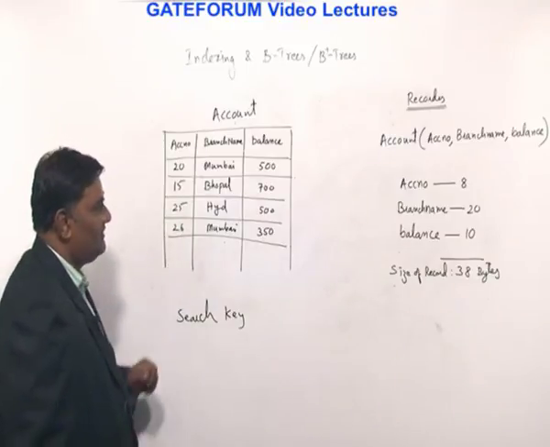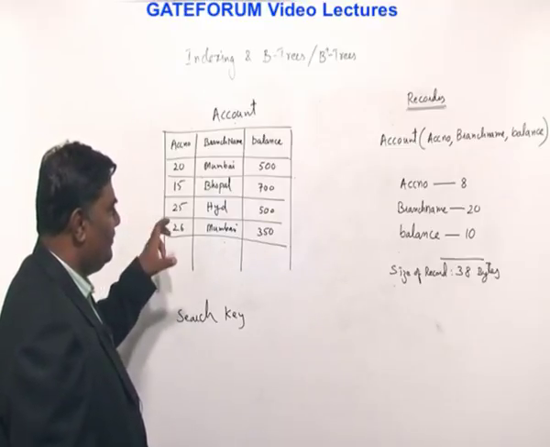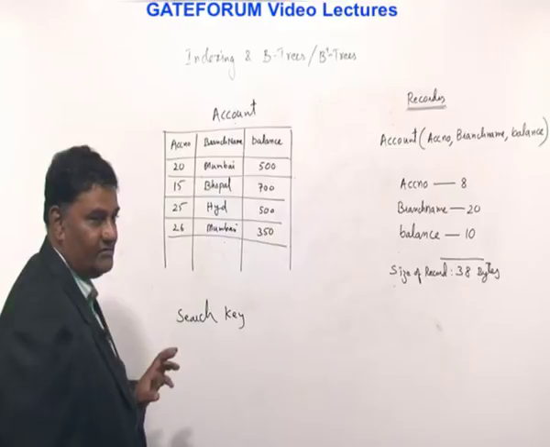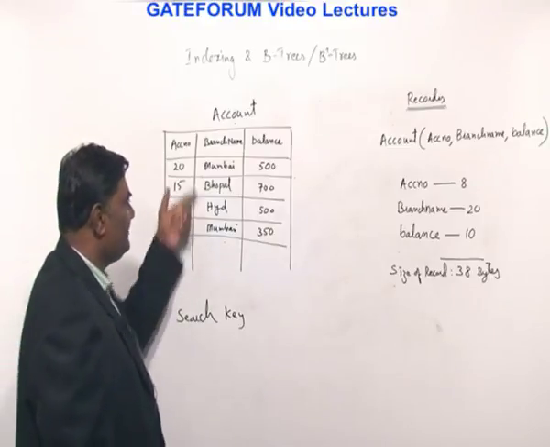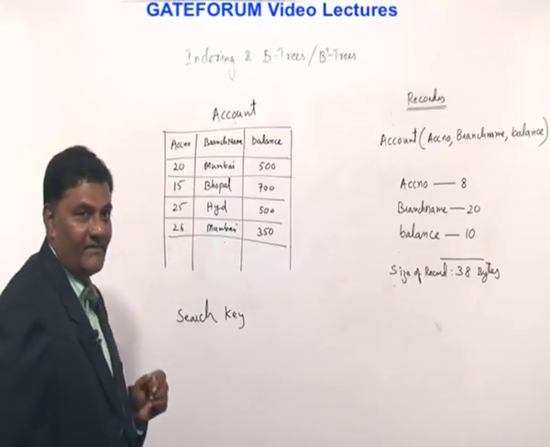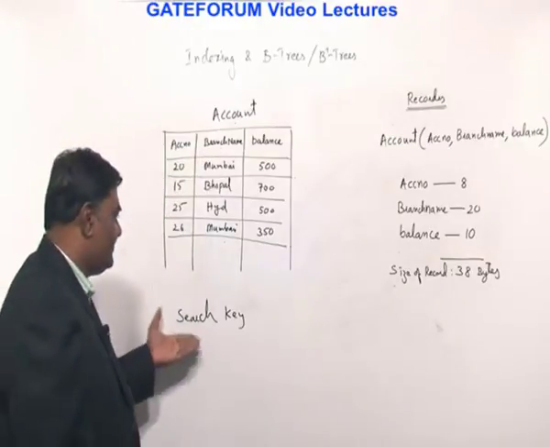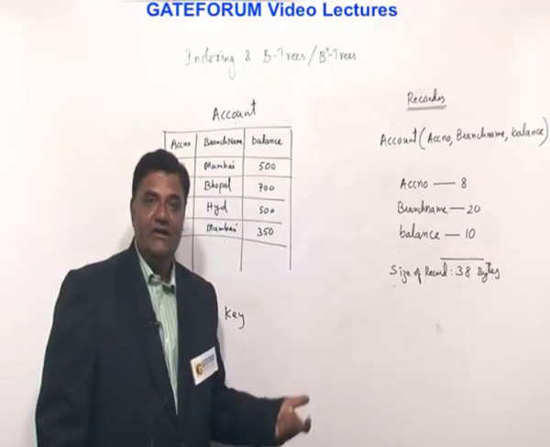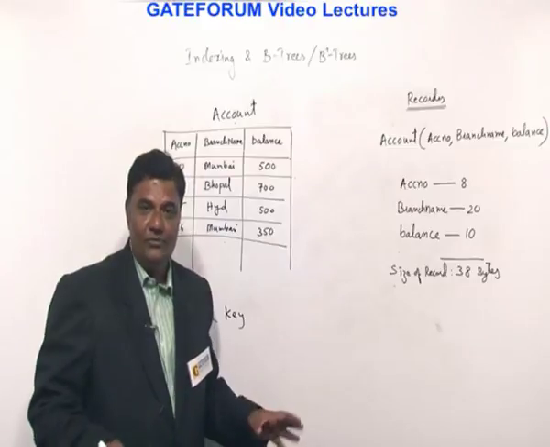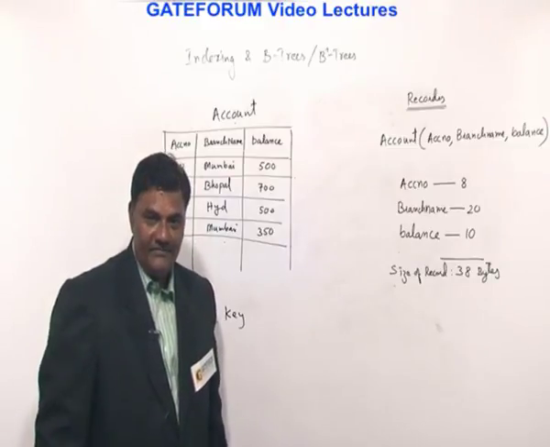Suppose I want to search the records, all the accounts that belong to Mumbai branch. So if I say that, then what am I giving as the search key? I am giving the search key as Mumbai. So that is the branch name. So the search key is not account number, it is branch name. So we can search the records based on any attribute, not necessarily a primary key.